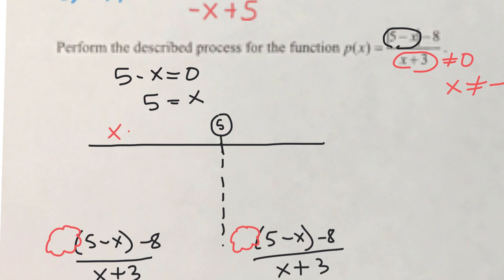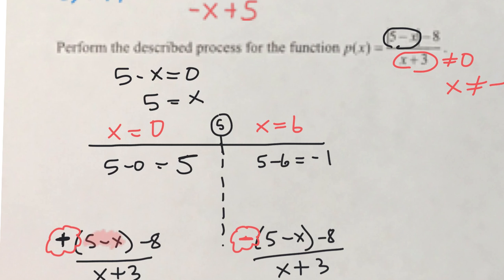Okay, and to do that, we pick a value to the left of 5, and we pick a value to the right of 5. And you only go into your parentheses. So what is 5 minus 0? 5. So we know that this is a positive value on that side, so we don't have to really worry about doing anything. And what is 5 minus 6? Negative 1. So we know that there has to be a negative in front of that parenthesis.